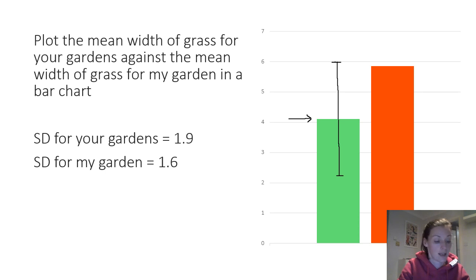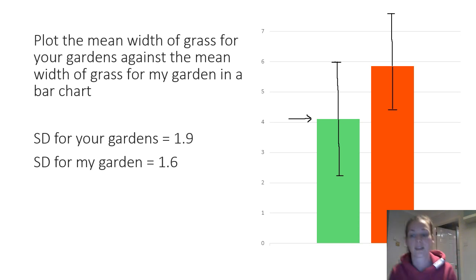Now if we add that again onto my standard deviation, which hopefully you figured out as 1.6, that would take us up this way to 7.45, and in this direction down to 4.25, around here probably. So I'd like you to add those standard deviation bars onto your graphs.